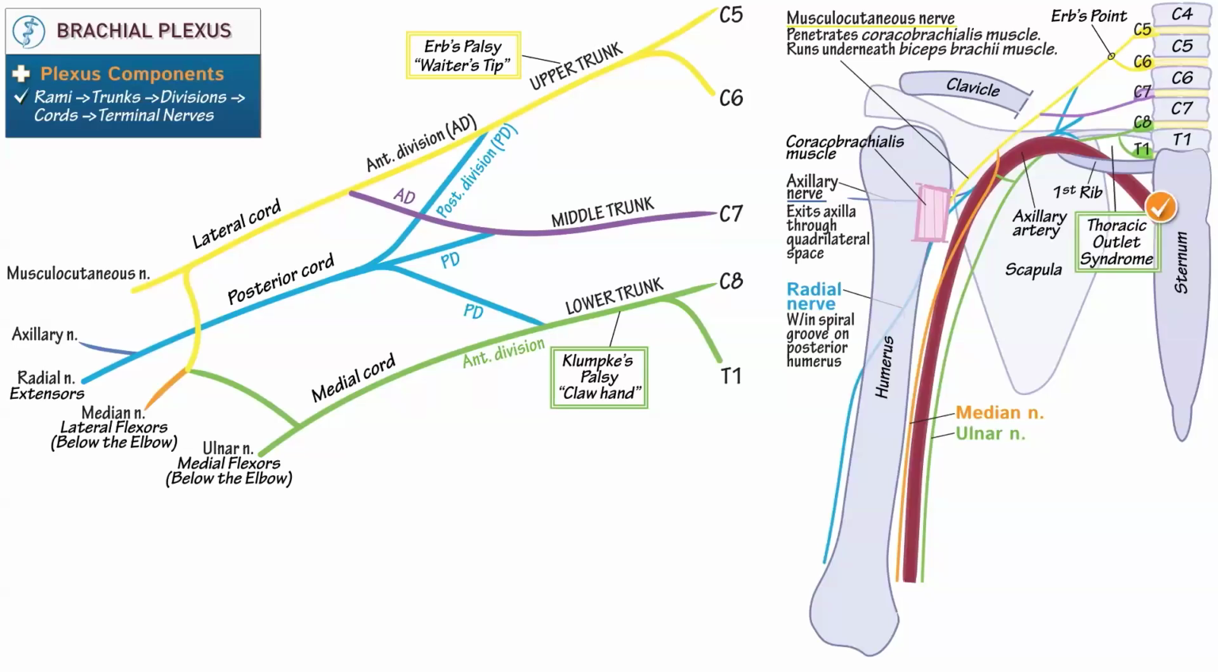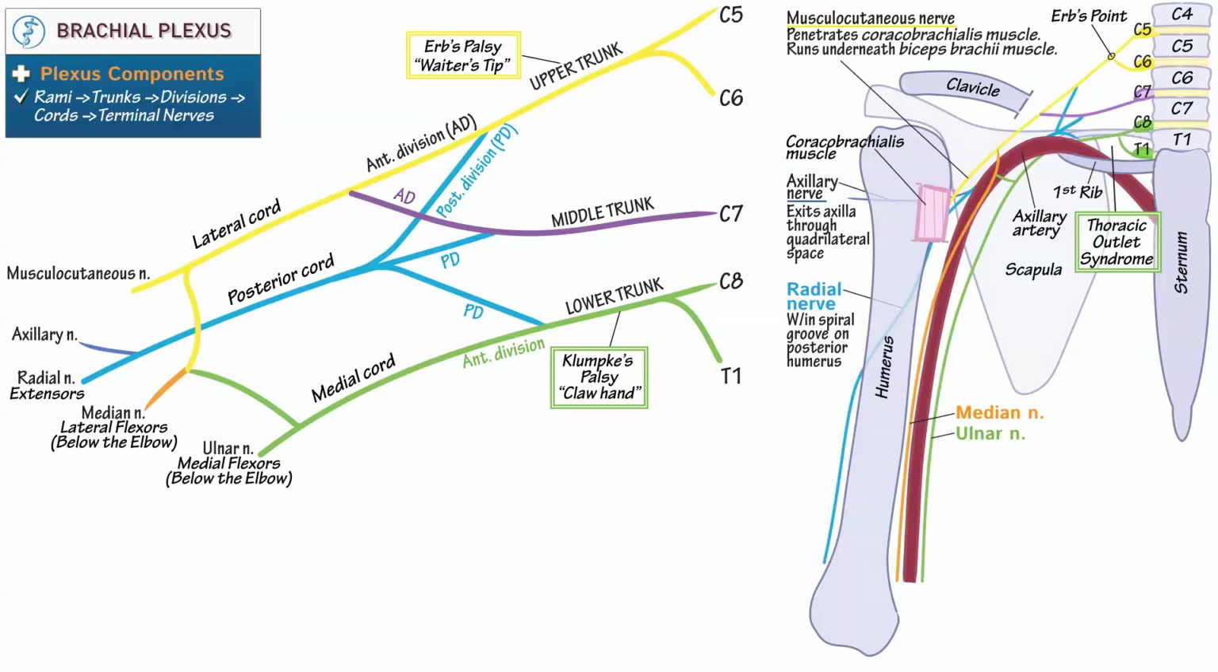Indicate thoracic outlet syndrome, which most notably occurs from a cervical rib. It affects the lower trunk and therefore can produce a claw hand like Klumpke's palsy, and can also cause vascular compression signs like edema and arm discoloration from subclavian artery compression.